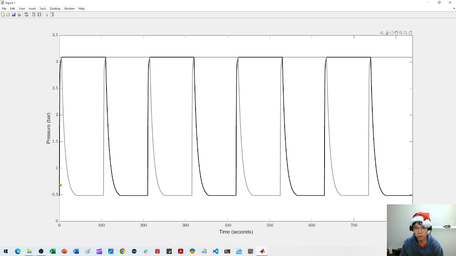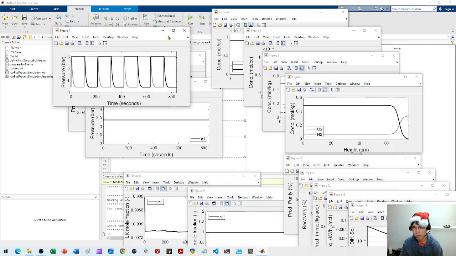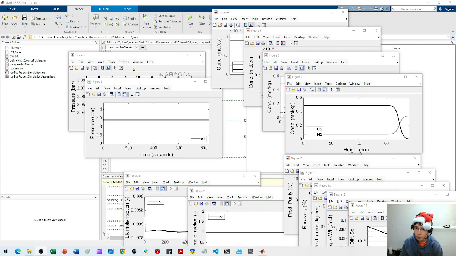For the first adsorption column, when it's repressurizing and doing high pressure feed, the second adsorption column is depressurizing and doing low pressure purge. Then the second column is repressurizing and doing high pressure feed, while the first column is depressurizing and doing low pressure purge. You can see these cycles going back and forth, right? So that's the first figure.